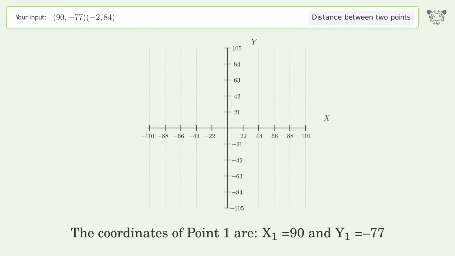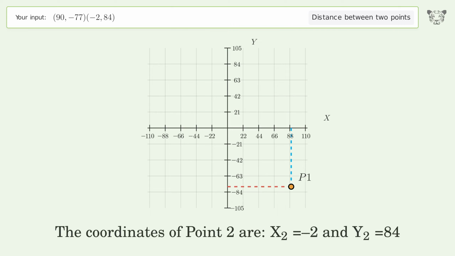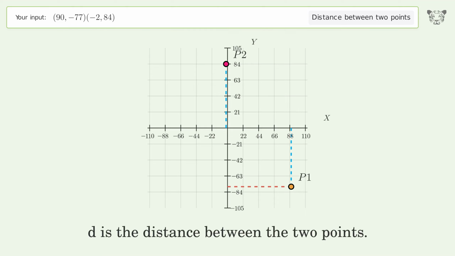The coordinates of point 1 are, x1 equals 90 and y1 equals negative 77. The coordinates of point 2 are, x2 equals negative 2 and y2 equals 84. D is the distance between the 2 points.